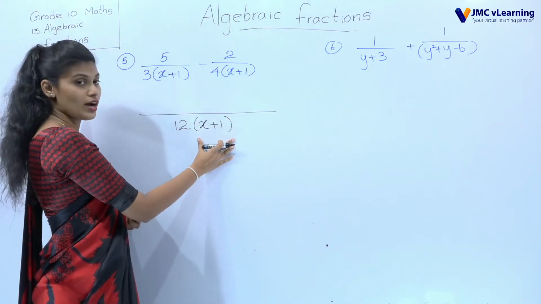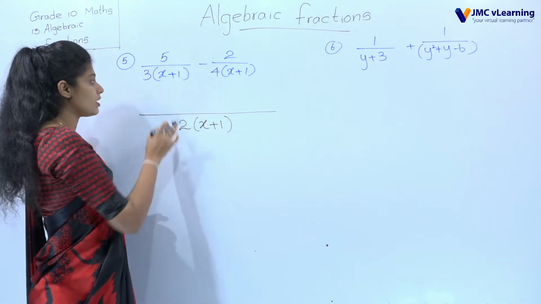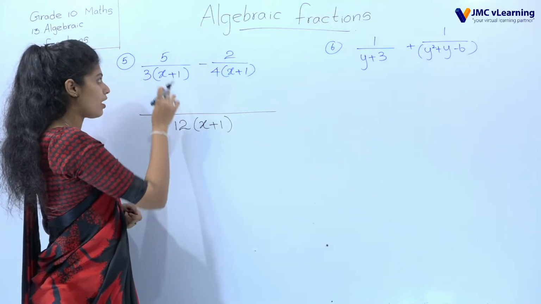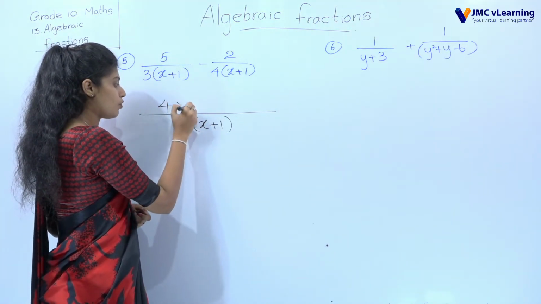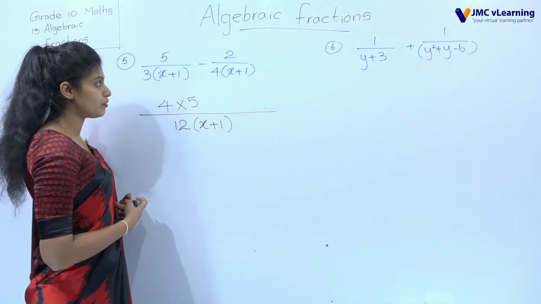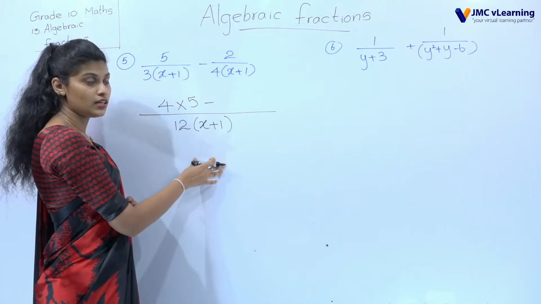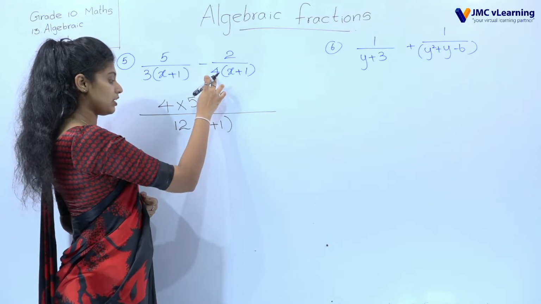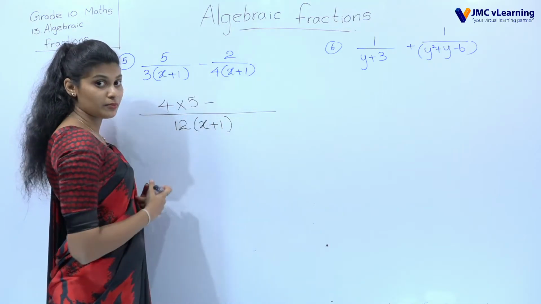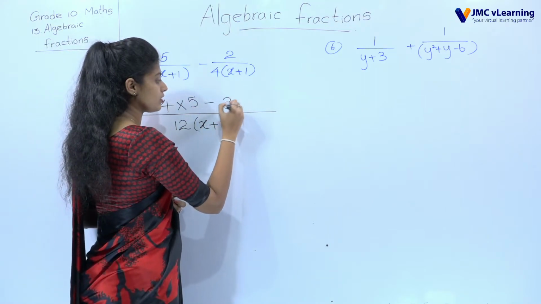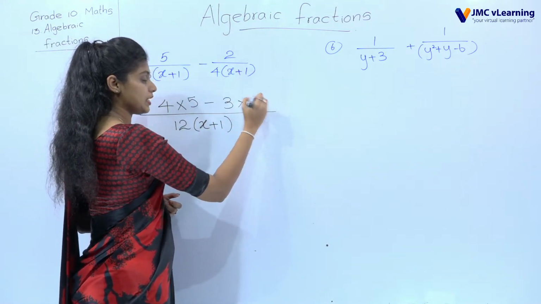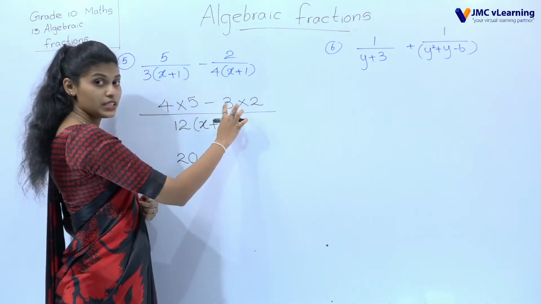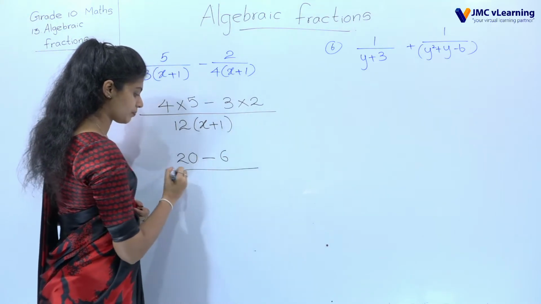Then x plus 1 is in both sums. Here 3. There are 4 3's in 12. So you have to multiply this numerator by 4. 4 into 5 minus, in here also x plus 1 part is in the denominators. So here to take 12, that 4 should be multiplied by 3. That means 3 you have to multiply with the numerator. 4 into 5 is equal to 20 minus 3 into 2 is equal to 6.